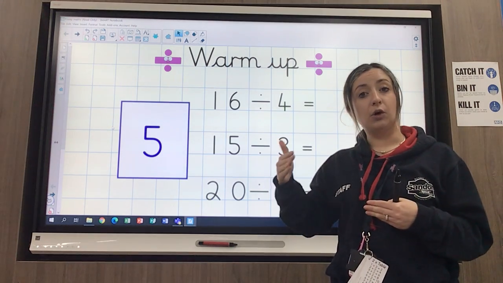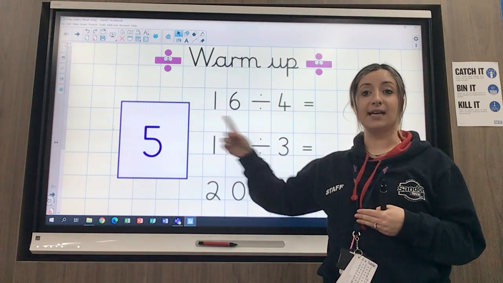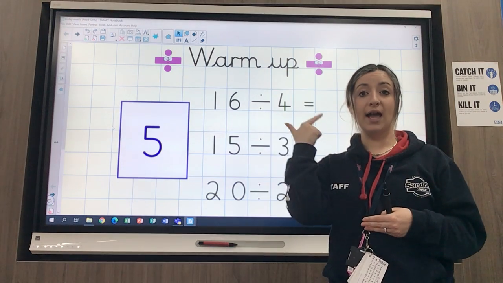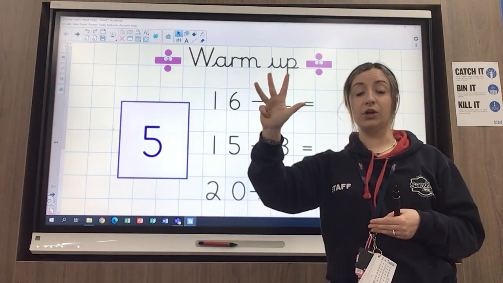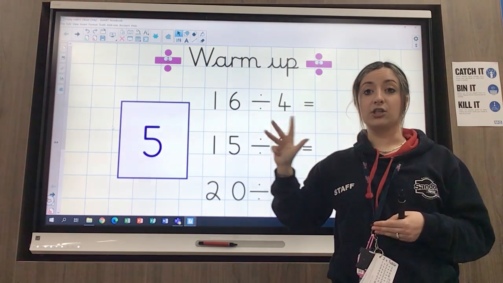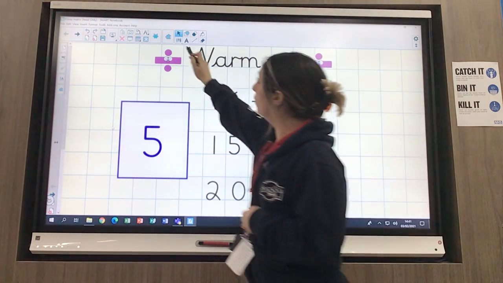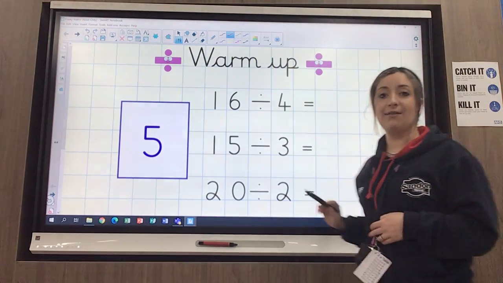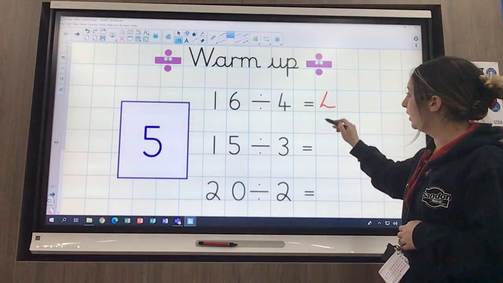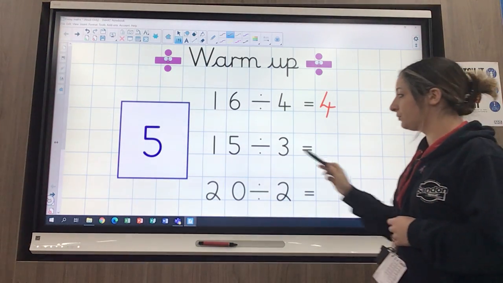And I'm going to be counting up in 4s until I reach the number 16. So I've got 4, 8, 12, 16. So 4 equal groups of 4 make 16. So my answer is going to be 4. Now you can see that it is not the answer that I've got on the board, but I'm still going to work it out just to make sure.